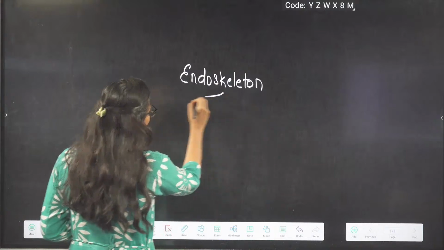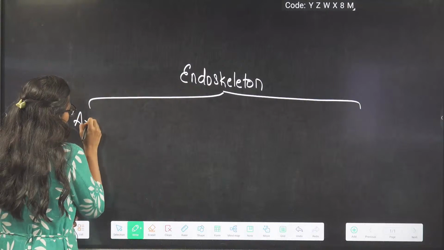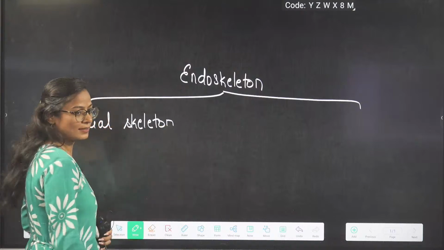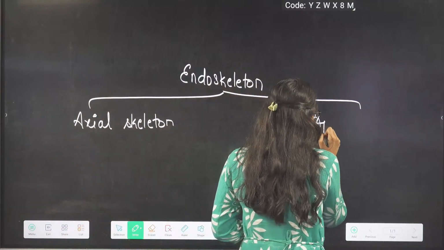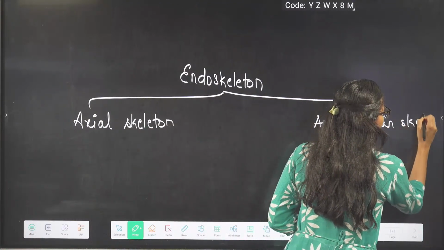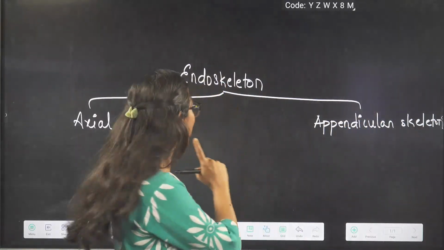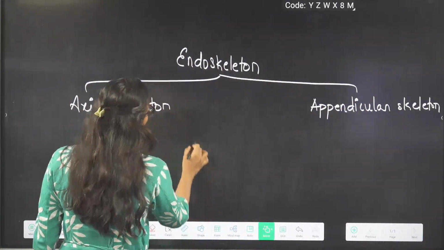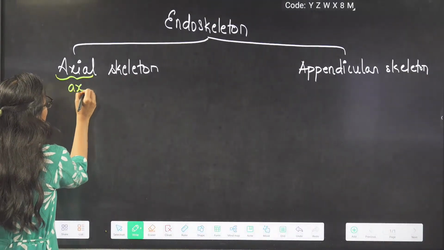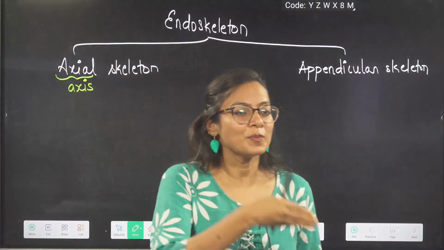Basically, this endoskeleton of ours, we can classify into two, right? One is called the axial skeleton and the other part is known as the appendicular skeleton. As I always say, from the name only you have to understand what we are exactly going to talk about. So axial is related to this word axis. In the basics class, you have studied about the planes and the axis.